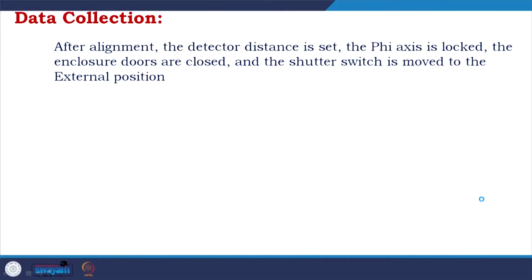After alignment, the detector distance is set. You have to set the detector distance, the phi axis is locked, the enclosure doors are closed, and the shutter switch, as I told, is moved to the external position. So, we generally had to do that. Now, newer instruments are coming where it is going shutterless.